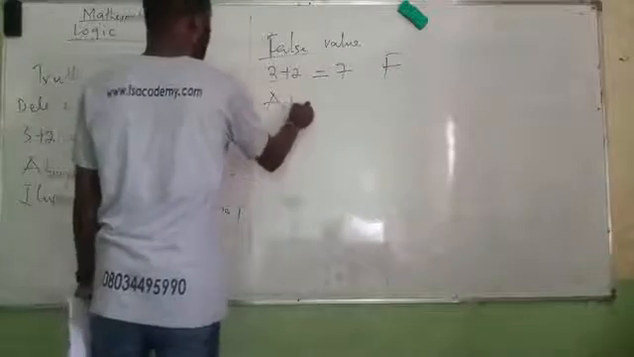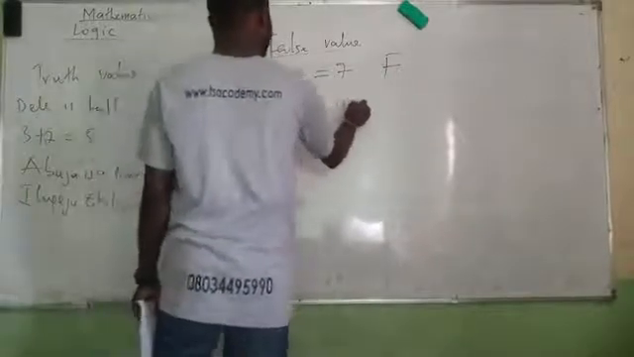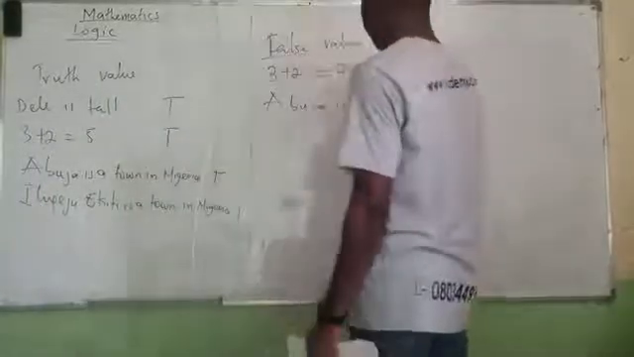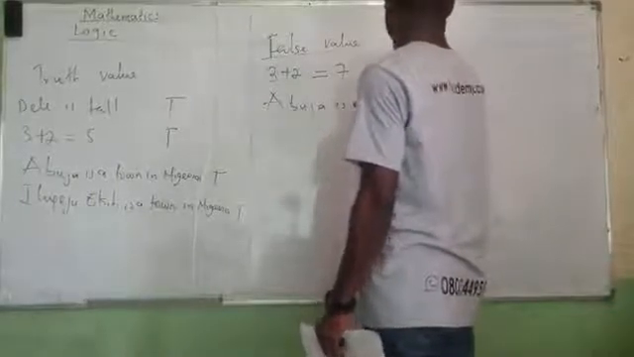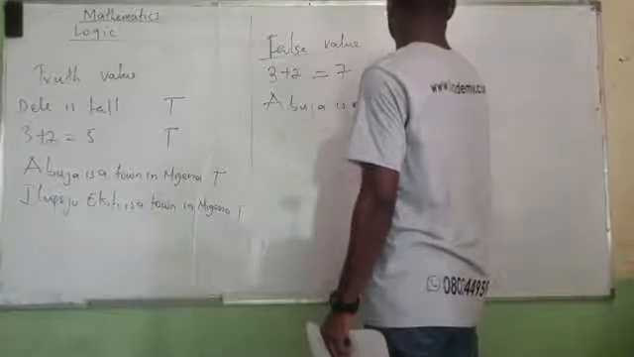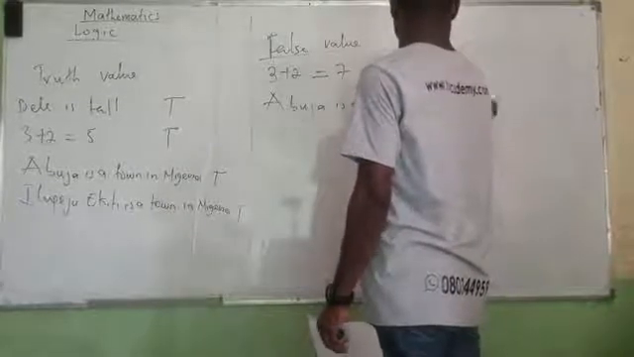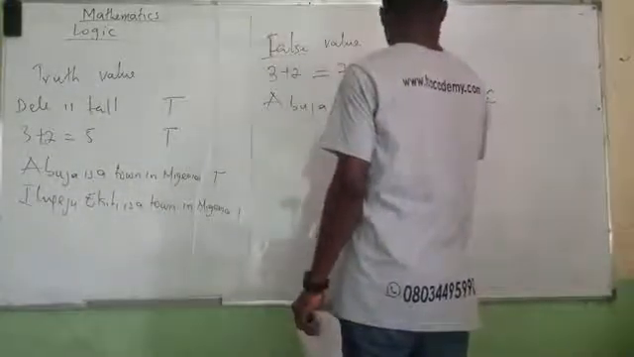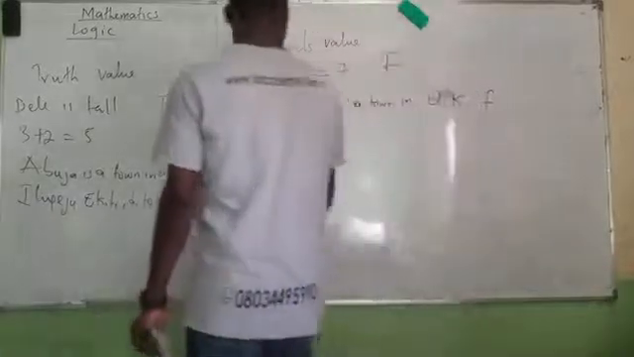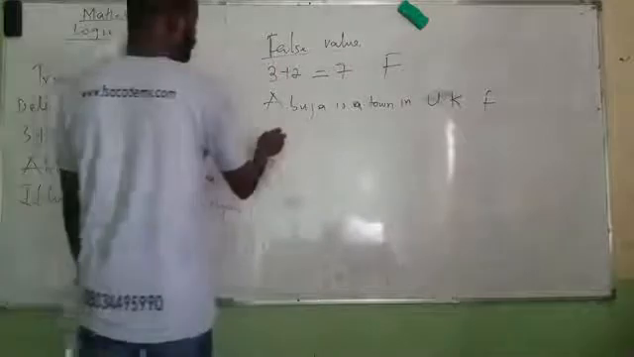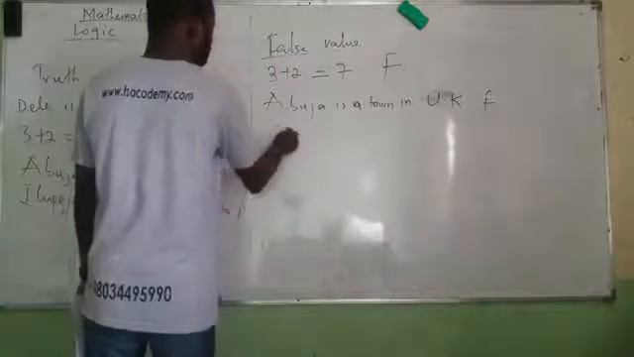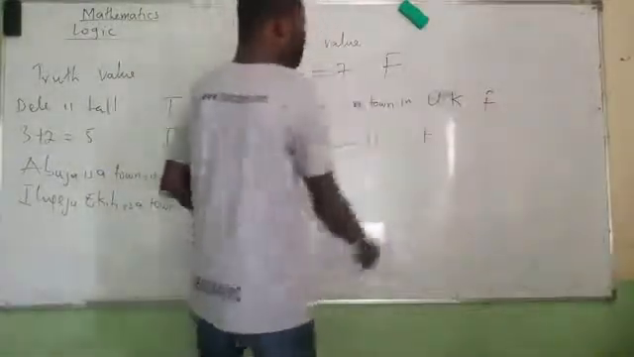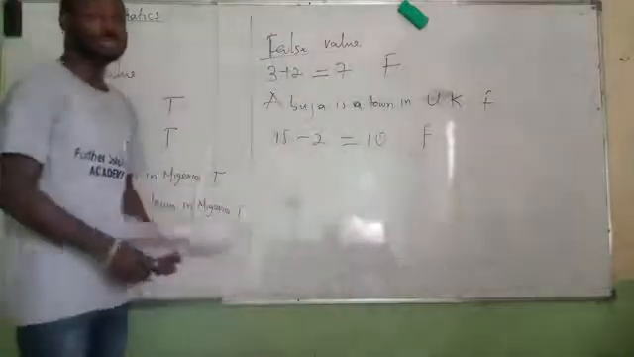Abuja is a town in London. False. Or UK, let me just use UK, United Kingdom. False. What else can I say? 15 minus 2 is equal to 10. False. Can you see that is what is called false value? It means they are not true.